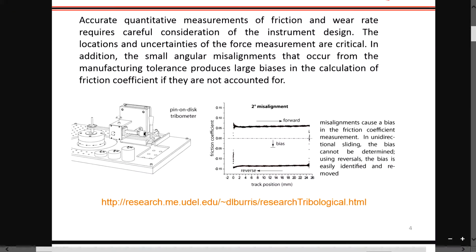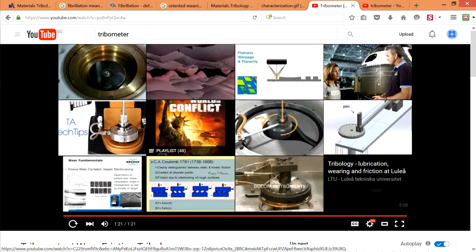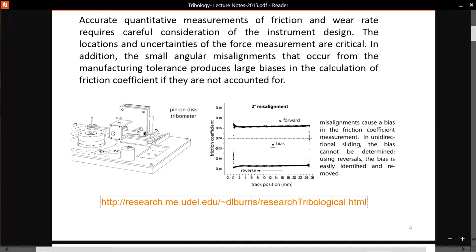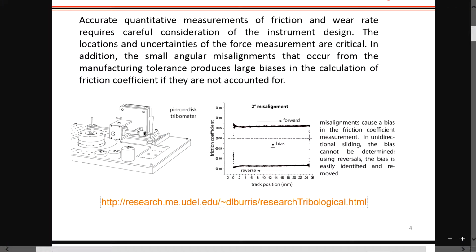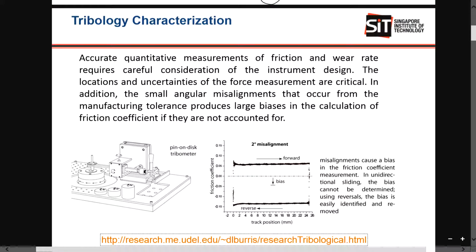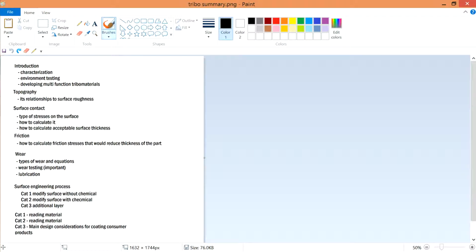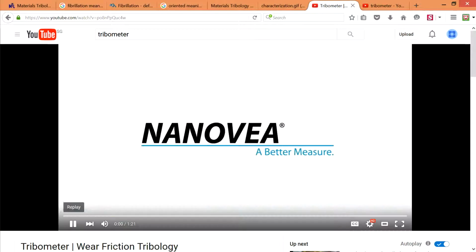Next thing over here, let's take a look at this link. I think it would be good if I were to go through the tribology. Actually I should call it tribology after thinking about it. If I click this link, now I'm talking about tribology characterization, which is the first part. It's best if I use this video.